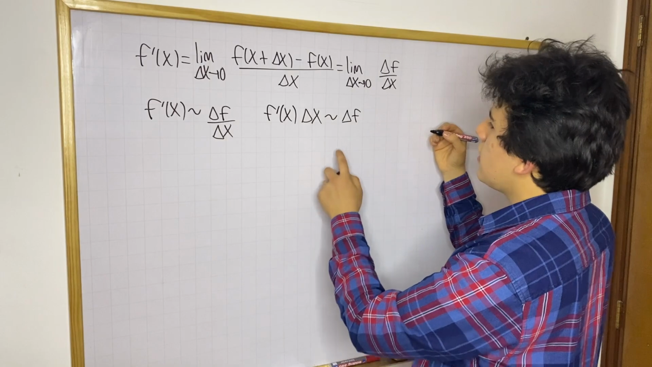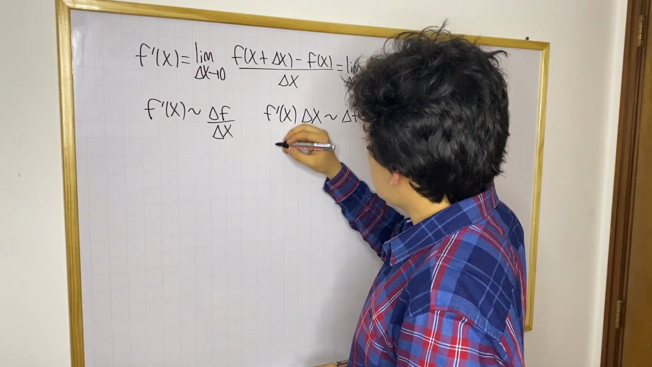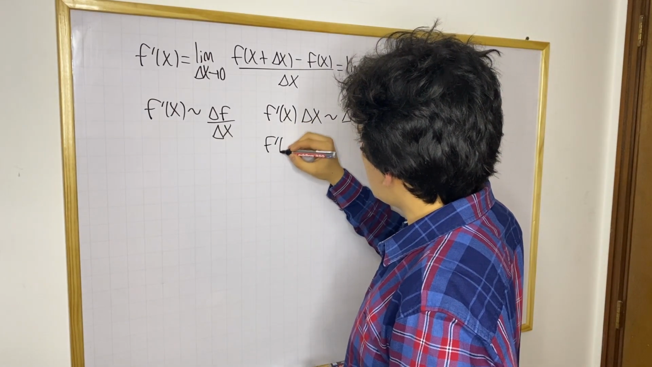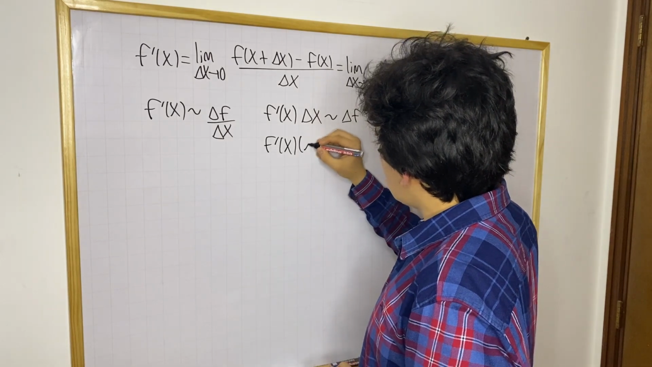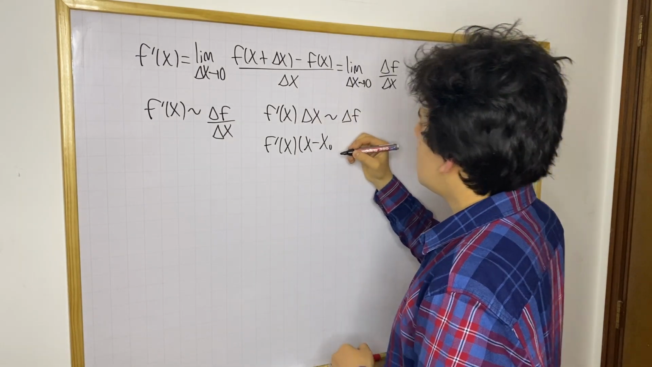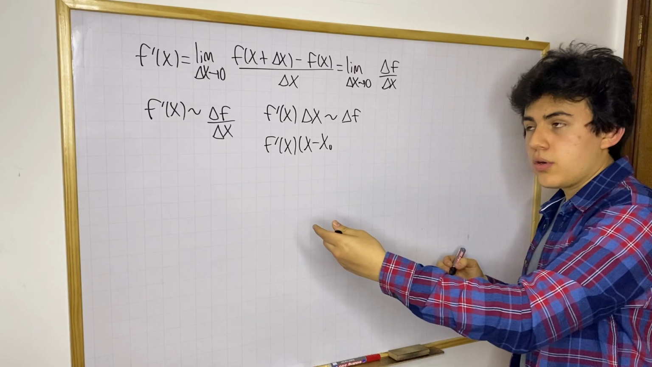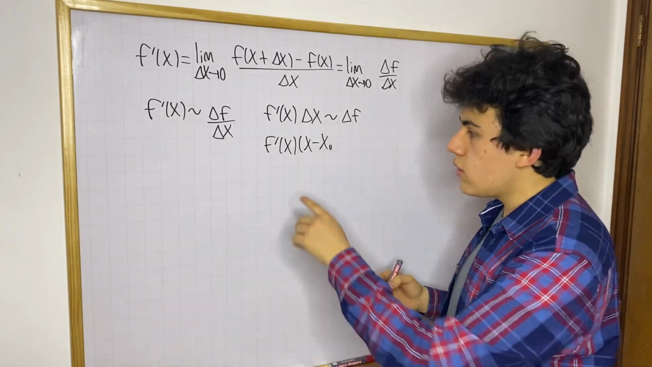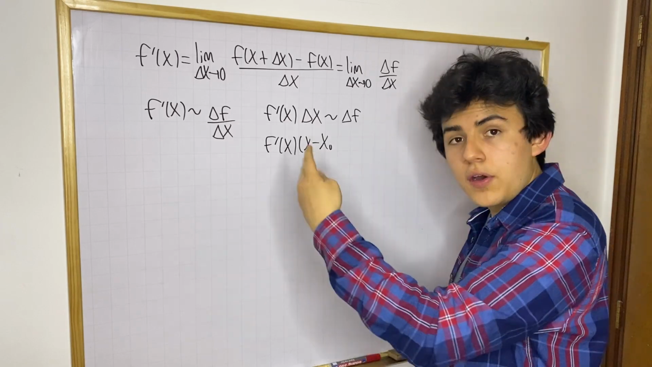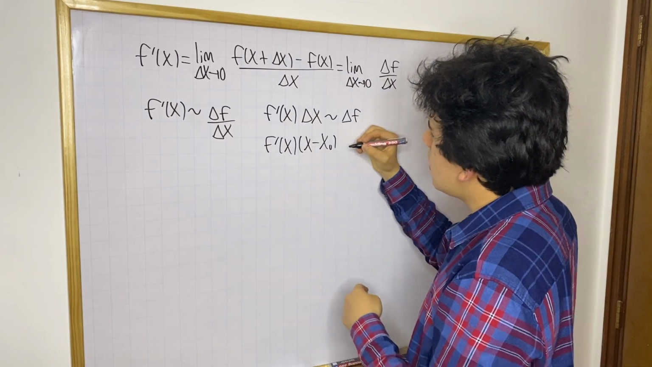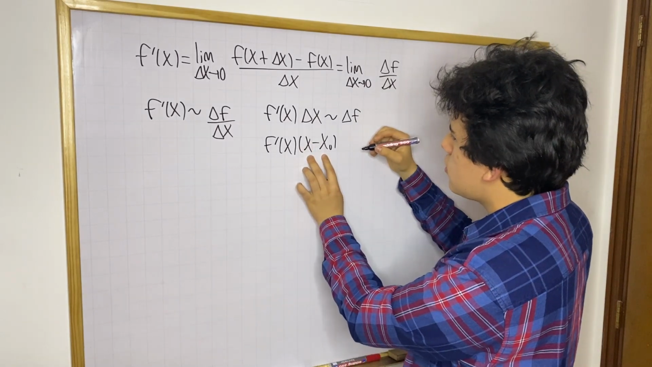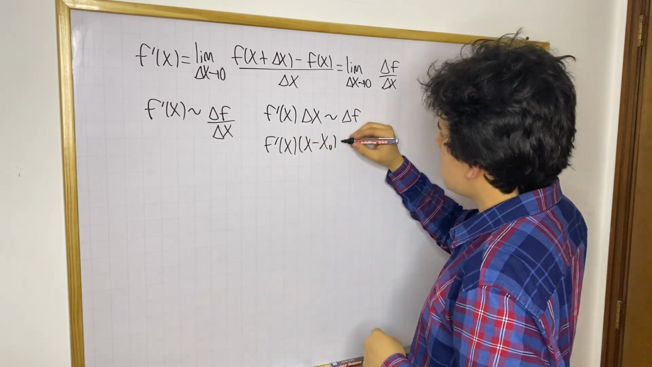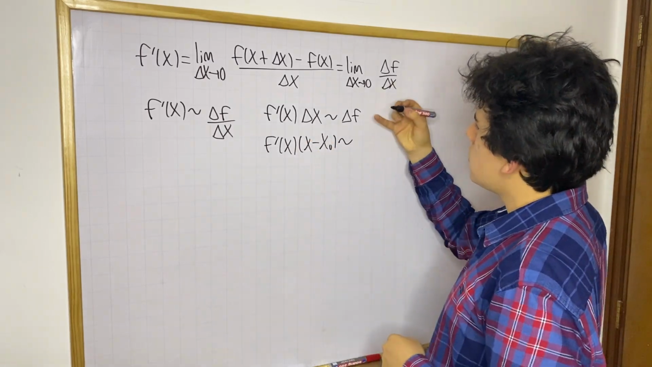And now you know that this would be the same as if you had f prime of x times x minus x naught. So x naught would be our base point, and x would be any variable that is moving. You can choose how much x is depending on the function that you need to estimate. And x naught, I'm going to show you the relationship between these two in a better way in just a moment. And this would be approximately equal to the change in f.